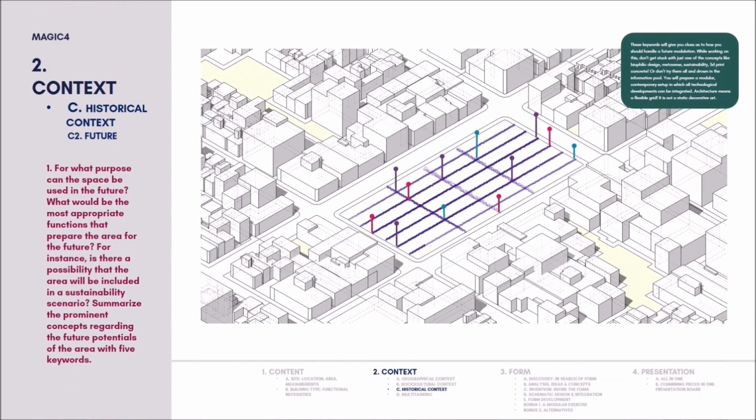C2. Future. Question 1. For what purpose can the space be used in the future? What would be the most appropriate functions that prepare the area for the future? For instance, is there a possibility that the area will be included in a sustainability scenario? Summarize the prominent concepts regarding the future potentials of the area with 5 keywords. These keywords will give you clues as to how you should handle a future modulation.